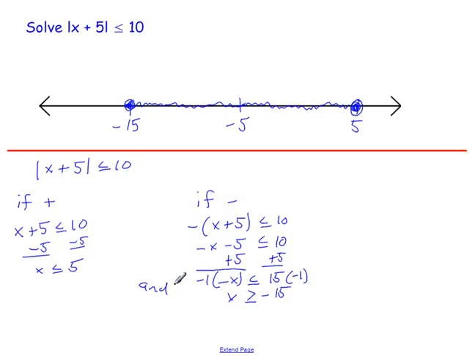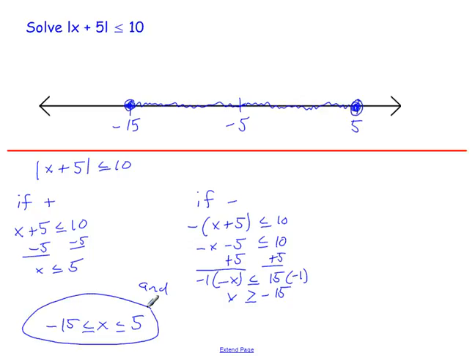line inequality. We have our lowest number down here, negative 15 is less than x. That comes from here. If we read this backwards, negative 15 is less than or equal to x. Forgot that we're equal to. And x is less than or equal to 5. Got the same answer as we did using the graph up here.